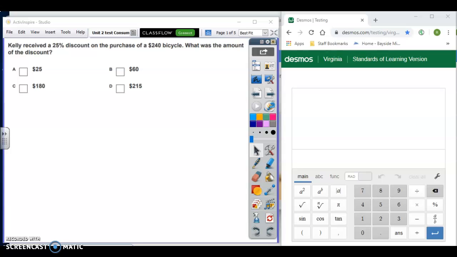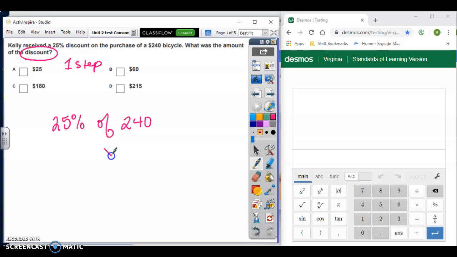Right, so this is question number 4. It says, Kelly received a 25% discount on the purchase of a $240 bicycle. What was the amount of the discount? So the key word here is that you are looking for the discount. So the first thing we want to do is it's going to be a one-step problem because it only asks us for the discount. So we want to find out what is 25% of 240.